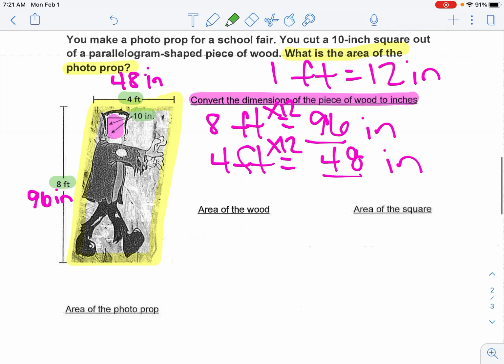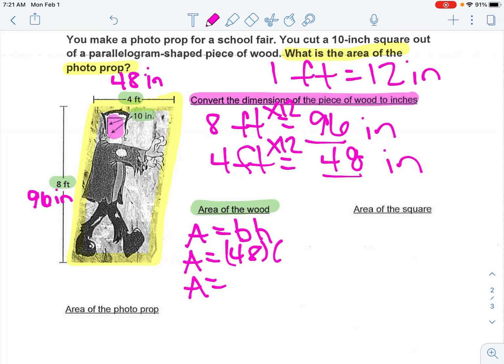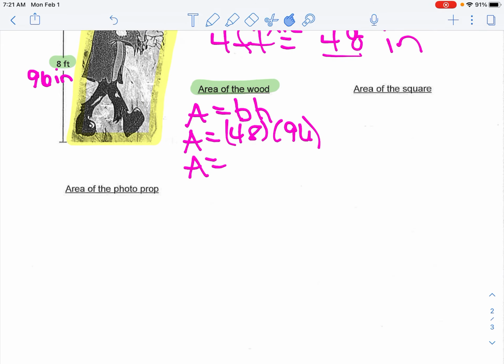Okay, so now it says find the area of wood. So I'm looking right here, area of the wood. Well, the area of the wood, we are always going to have 1, 2, 3 lines to solve. So the area of the wood is base times height. The base is 48 and the height is 96. So I'm going to scroll down here to where I've got some space.